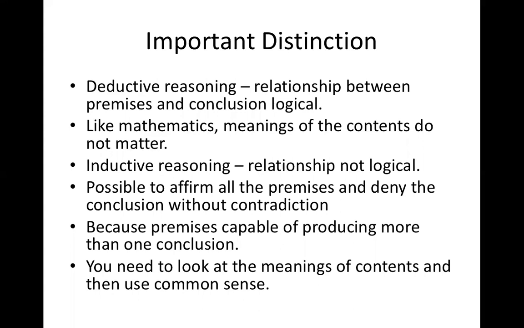What it means is that the argument can go with a negative conclusion and the argument will still be correct. You can say 95% of men are honest, Peter is a man, therefore Peter is not honest. You can also say the other one. So in an inductive argument, it is possible to affirm all the premises and deny the conclusion without contradiction, because the premises are capable of producing more than one conclusion. So in that case, you need to look at the meanings of the contents and then use your common sense to determine for yourself whether the argument is something you should believe or not.